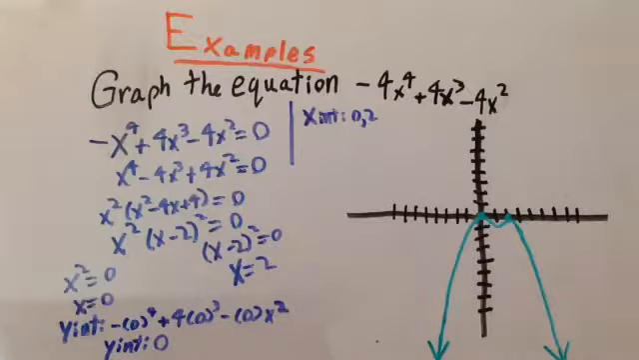Since when we solved for the x-intercepts, the x was to an even power, the line will bounce off the x-axis when it reaches the x-intercepts. Now we solve for the y-intercept. We do that by setting x equal to 0. We get that y-intercept to be 0.